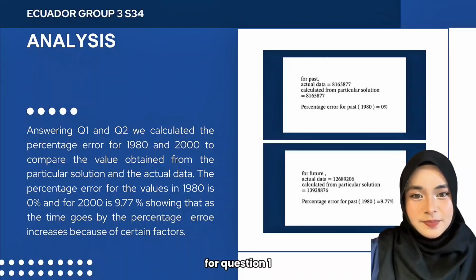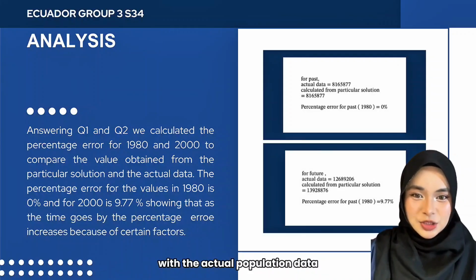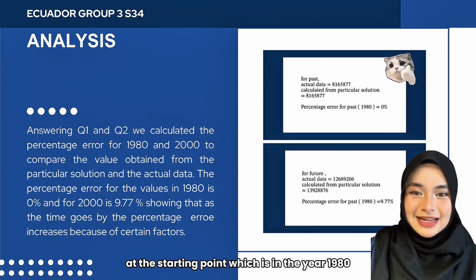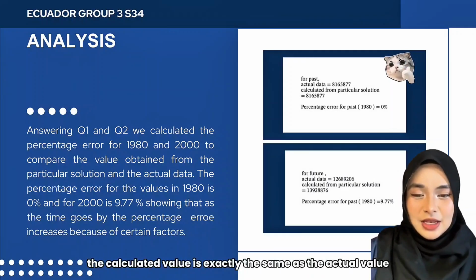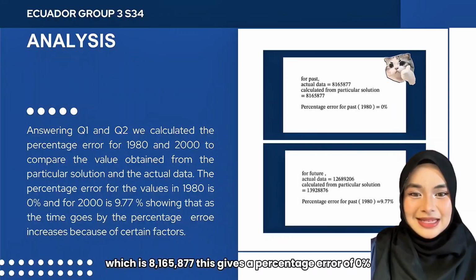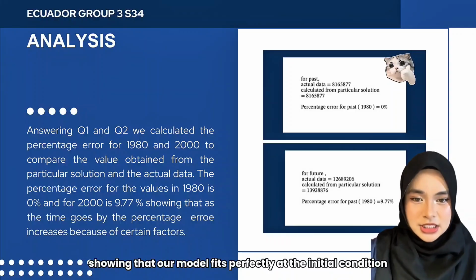For question 1, we compare the values obtained from the particular solution with the actual population data. At the starting point, which is the year 1980, the calculated value is exactly the same as the actual value, which is 8,165,877.